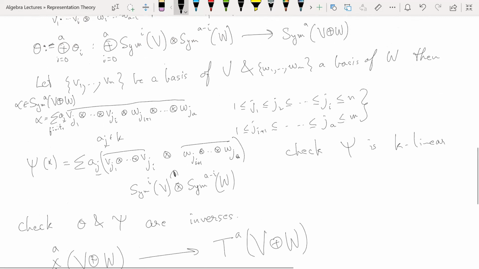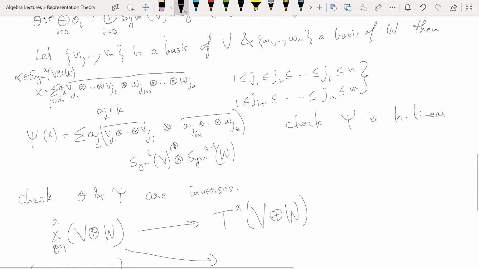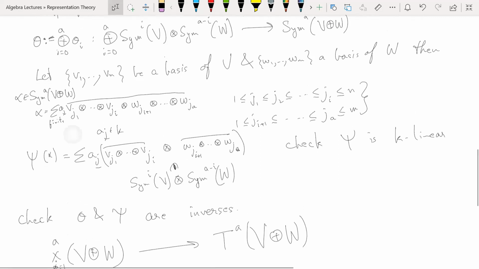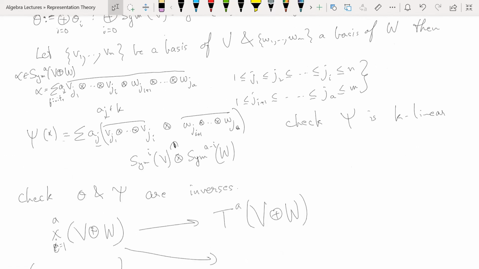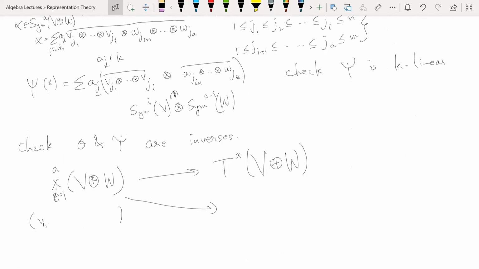Then you send it to the appropriate summand here, and you just check that this map, when you extended linearly, is multilinear and symmetric. So it will factor through Sym^A of V plus W. If I try to write it here, it will become very complicated, so you can try it yourself.